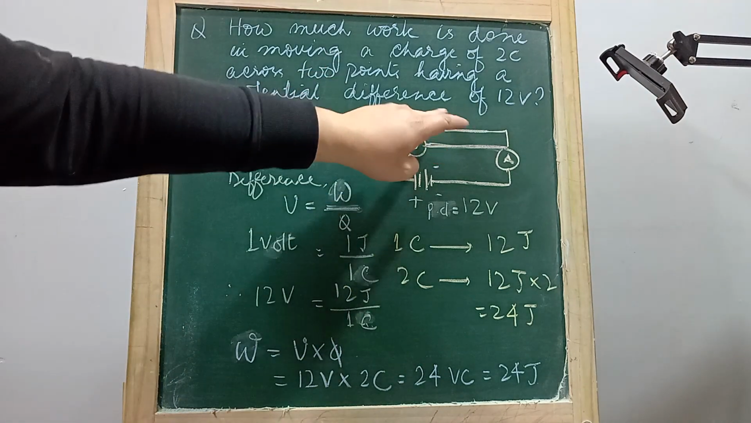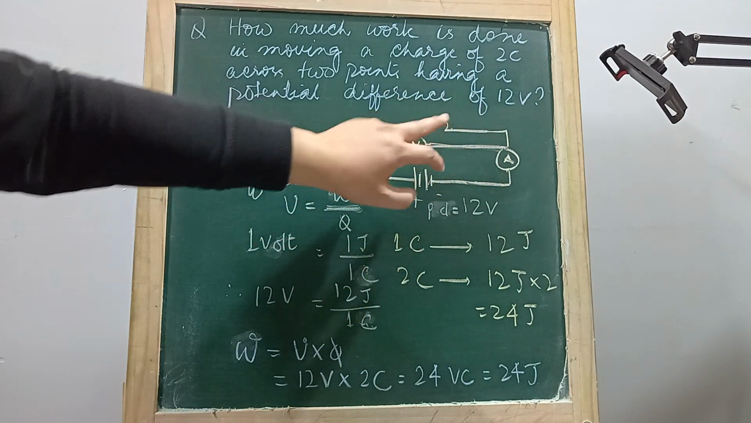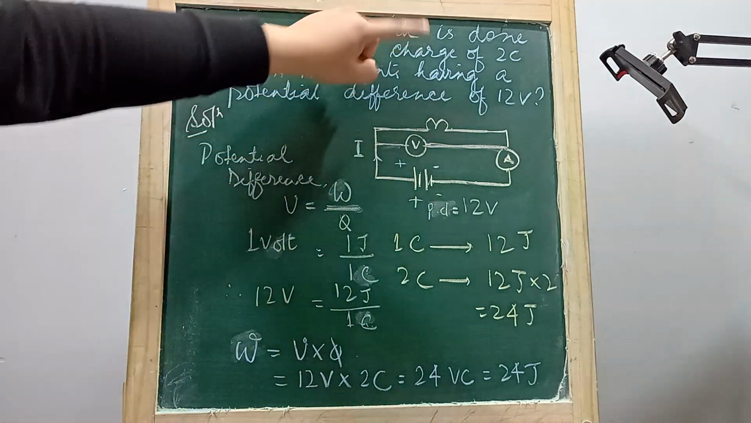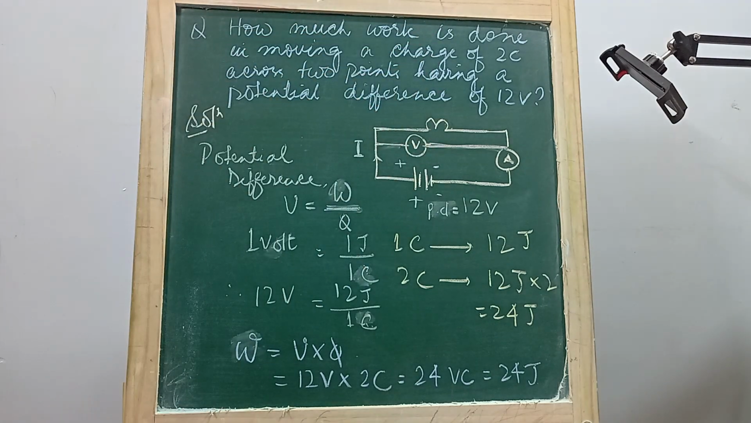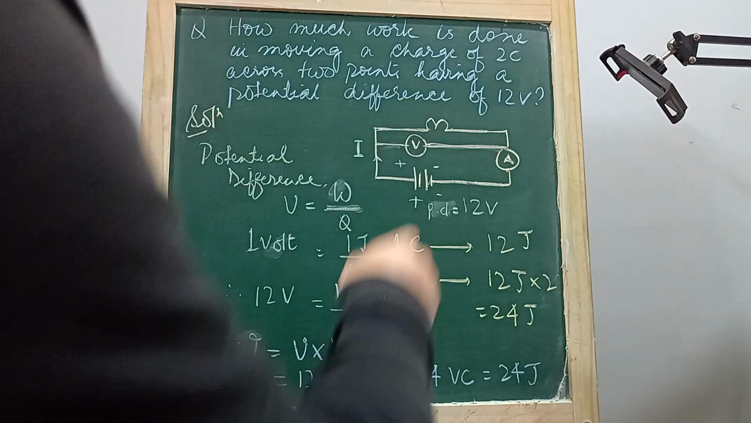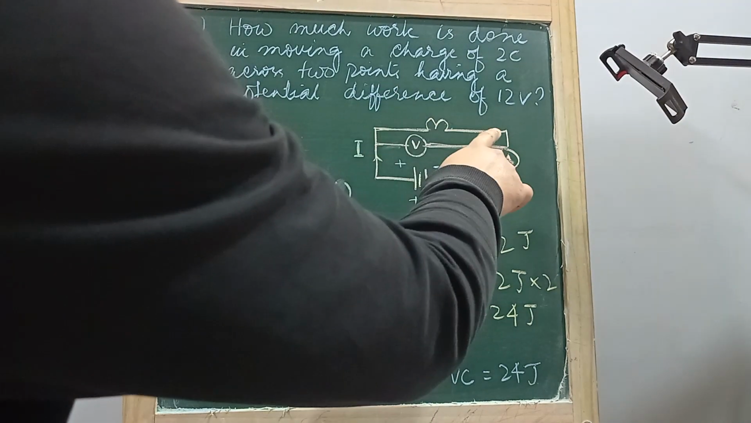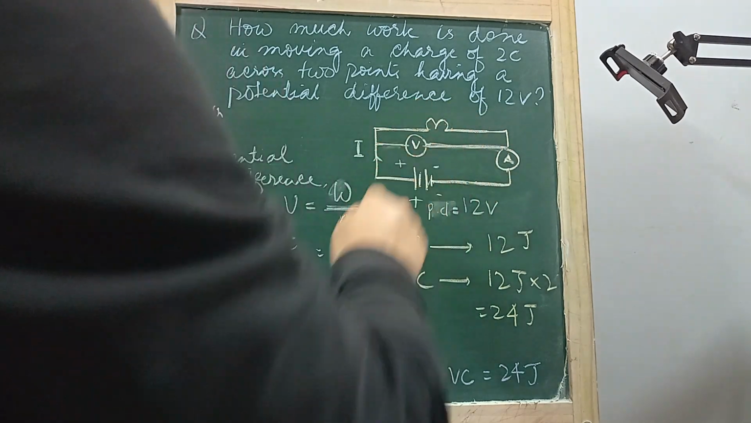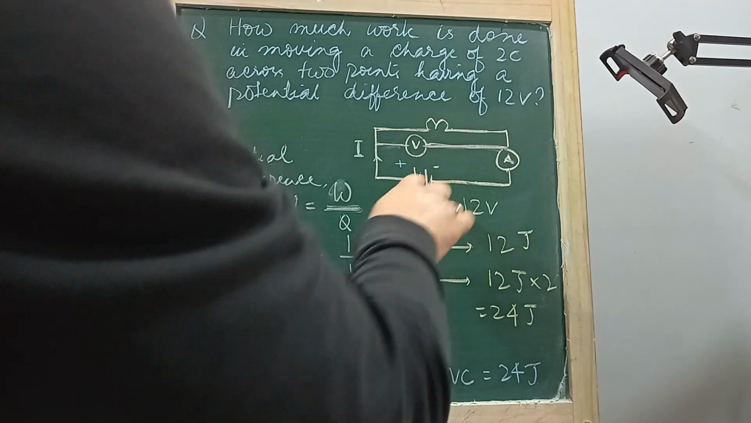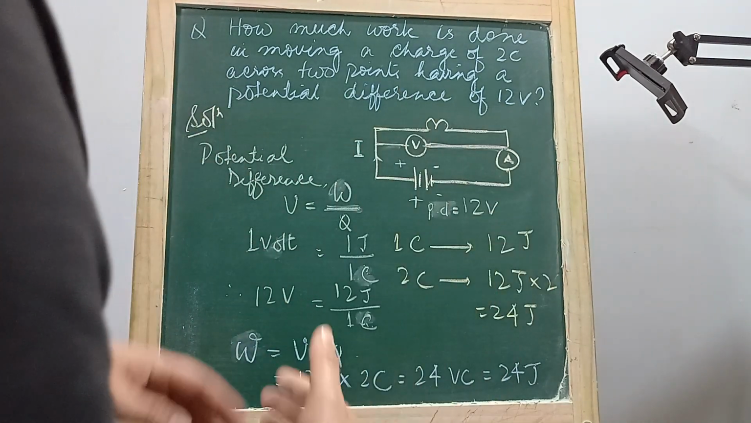So let's consider the 2 points as this electrical circuit. We're trying to depict whatever information is given in the question as a circuit diagram. So there is a device. We're going to maintain a potential difference of 12 volt across this device, so we'll connect it to a source of electric potential difference, that is a battery, that is a cell.